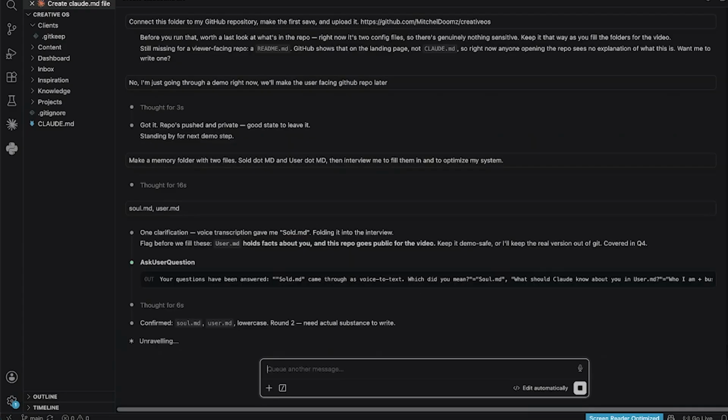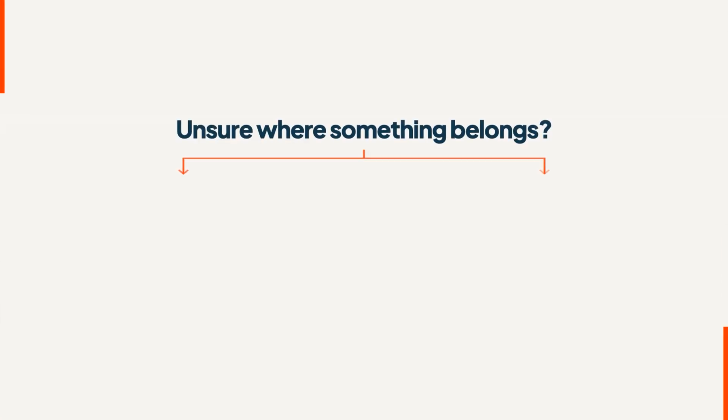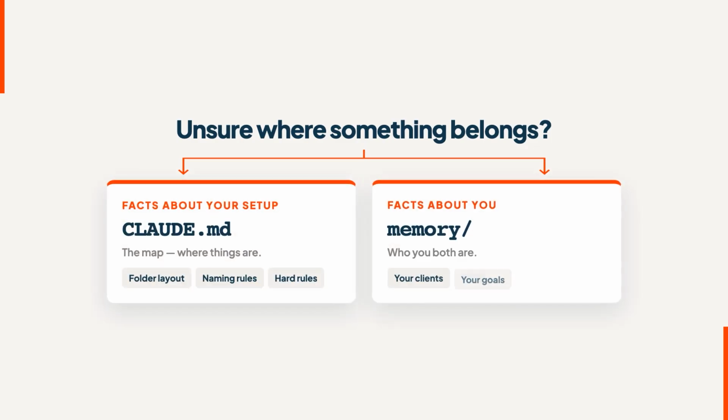So there's one thing that trips everybody up. Claude.md is the map that says where things are. Memory says who we both are. Different jobs, both short, both read at the start of every conversation. If you're ever unsure where something belongs, facts about your setup go in the map, or the Claude.md. Facts about you go in the memory.